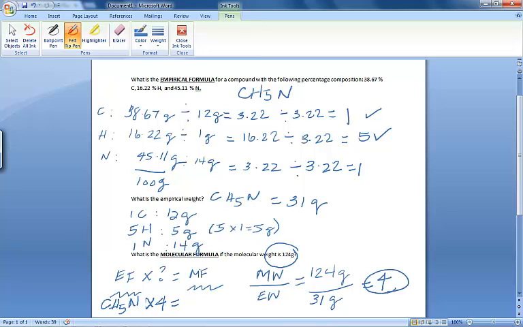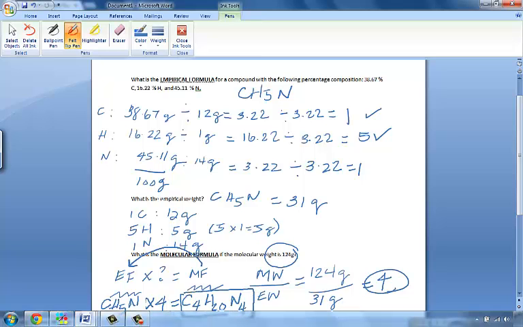Our formula weight was 4 times our empirical weight. Therefore, our molecular formula should be 4 times our empirical formula. C1 times 4 is C4. H5, 5 times 4 is 20. That's H20. N1 times 4 is N4. And this then would be our molecular formula.